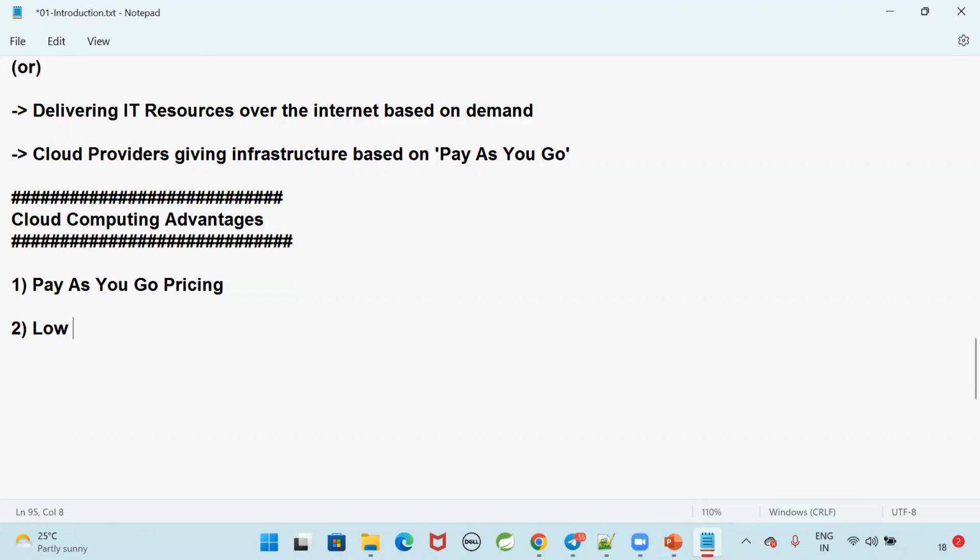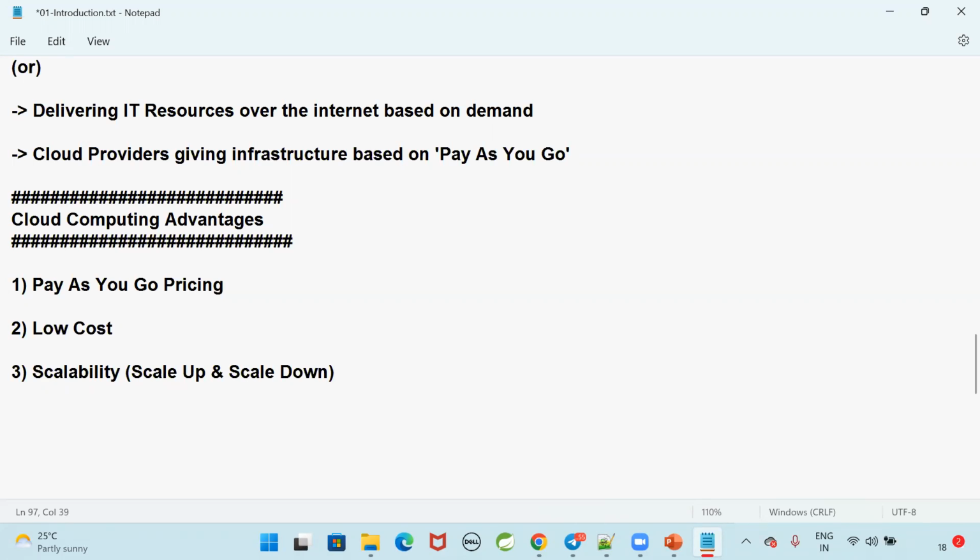Next one, low cost. If you want to purchase the infrastructure, it is very costly. But here we are not purchasing anything. We are just using on rental basis, so low cost will be available. Then next one, scalability. Scalability means we can scale up and we can scale down.